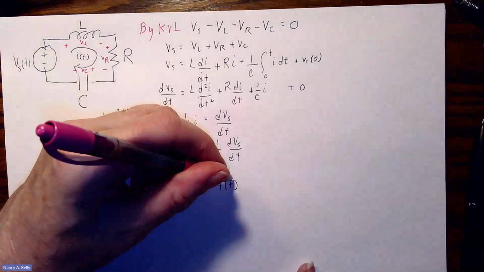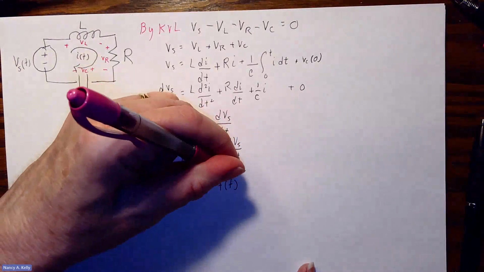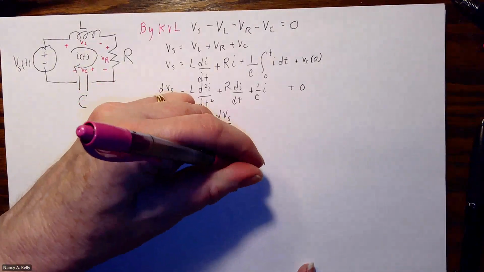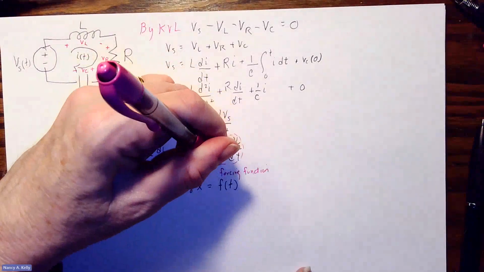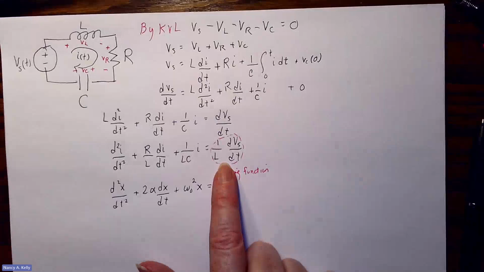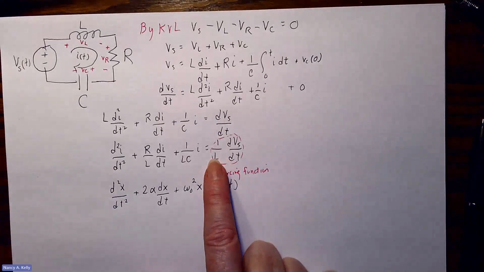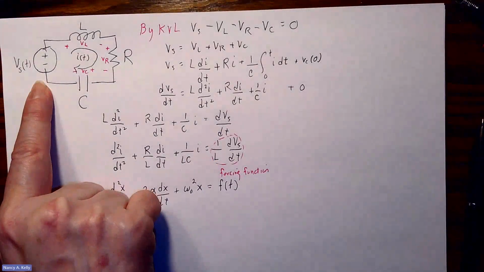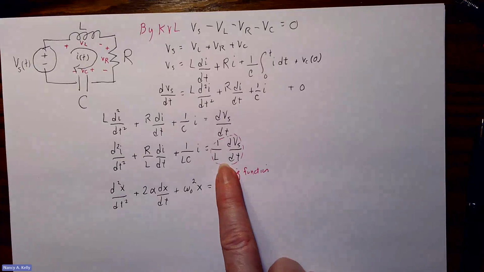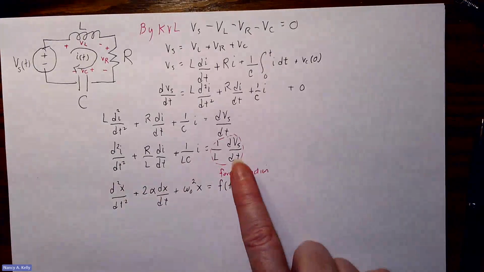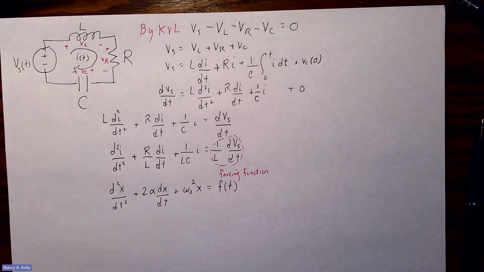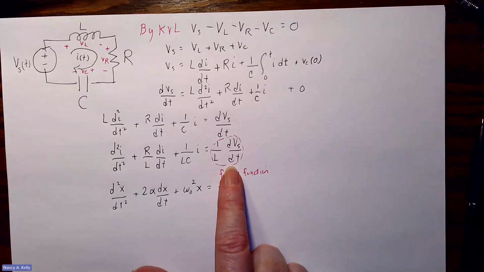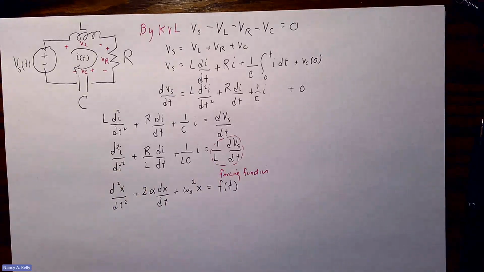And f of t is the forcing function. That corresponds in the equation above to this term, and you can see that this term is a scaled version of the derivative of the source. The only term that has anything to do with the source in this equation is on the right-hand side. That is the forcing function. It's based on what's driving the circuit, and it's of a form similar to, not exactly the same, but similar to what we are driving the circuit with.